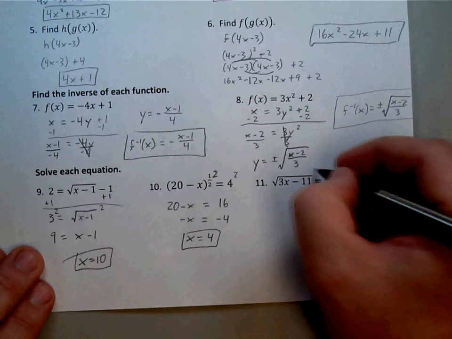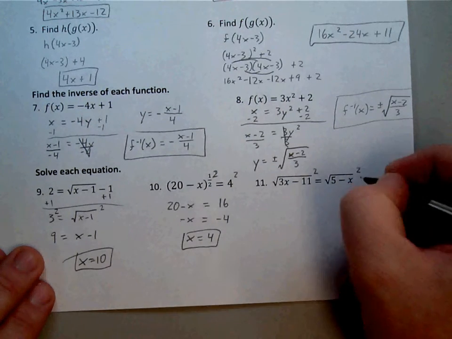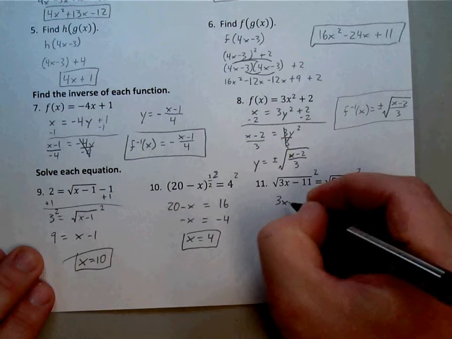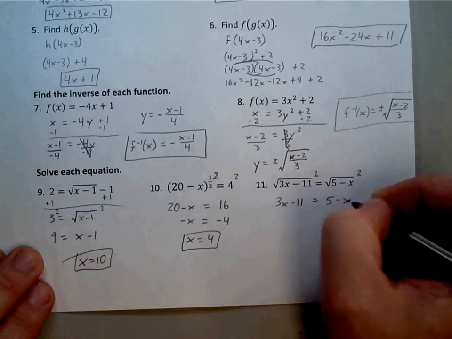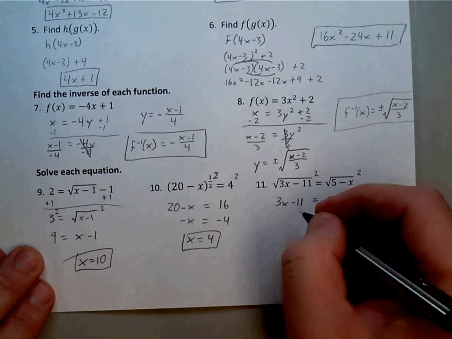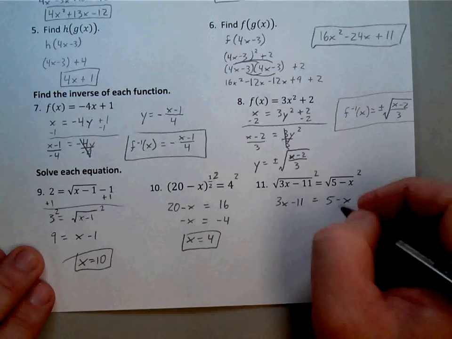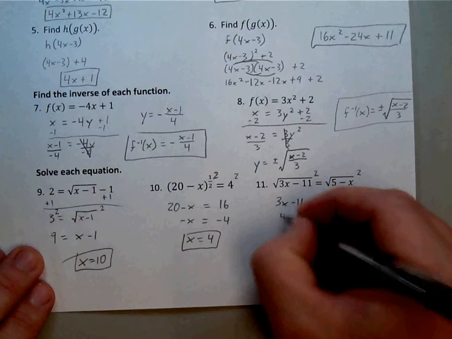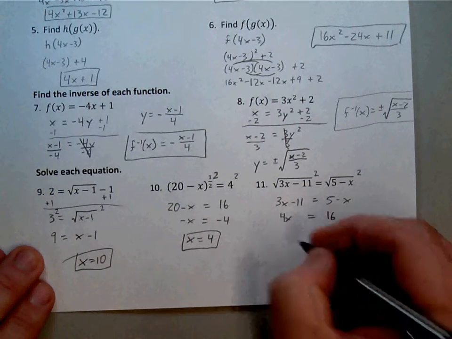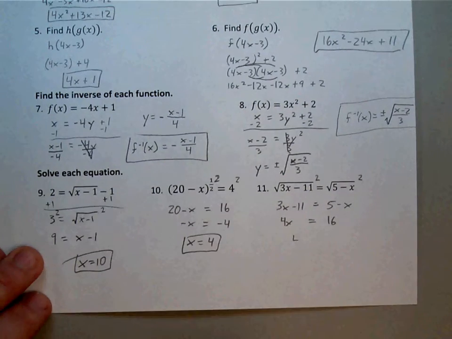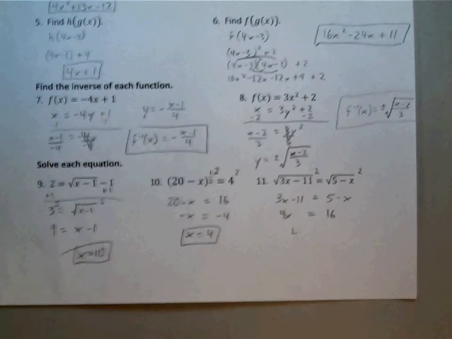Number 11, square both sides. Takes out both square roots at the same time, so 3x minus 11 has to equal 5 minus x. And then we would solve. I'm going to add x to both sides. I'll add 11 to both sides. So we get 4x equals 16. So x is equal to 4.